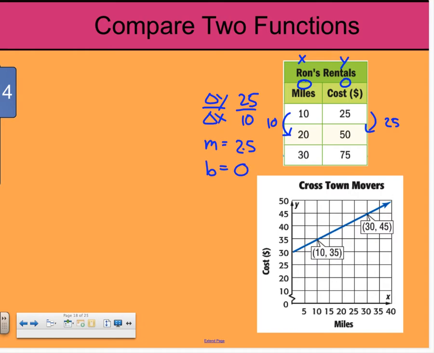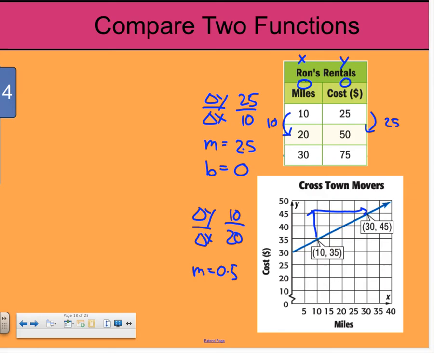Well, let's take a look at Crosstown Movers. Once again, to find the rate of change, I'm going to do rise over run, which is the same as the change in y over the change in x. So my rise is from 35 up to 45, which is a rise of 10. And my run is from 10 over to 30, which is a run of 20. So 10 divided by 20 is a half. So my slope is 0.5. So Crosstown Movers charges 0.5, or 50 cents per mile.